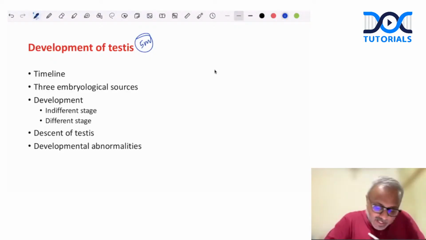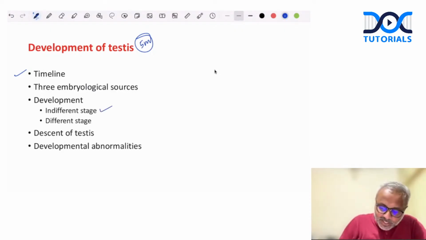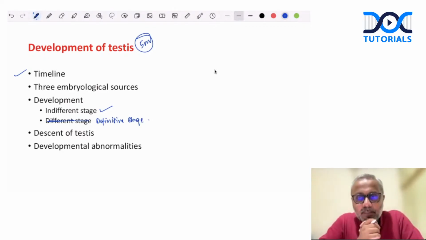So if asked, this is how we need to begin. Development of the gonads begins as early as 4th week of development. The development of the gonads occurs in 2 definitive stages. One is called the stage of indifferent gonads, the other the stage of the definitive gonad. I'm sorry for the typo. This is called the definitive stage, right? Stage of definitive gonadal development, right?